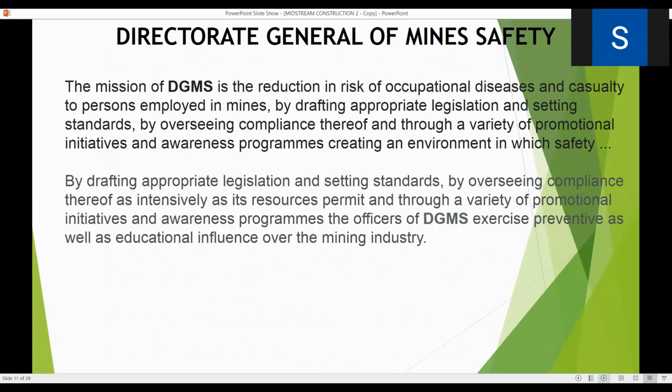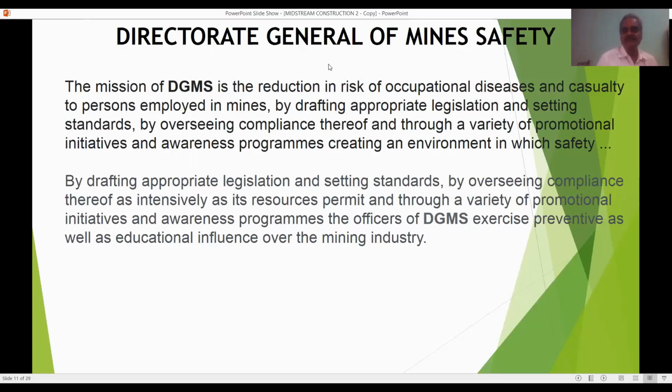DGMS. The mission of DGMS is the reduction in risk of occupational diseases and casualty to persons employed in mines by drafting appropriate legislation and setting standards, by overseeing compliances thereof, and through a variety of promotional initiatives and awareness programs, creating an environment in which safety is paramount. The officers of DGMS exercise preventive as well as educational influences over the mining industry.